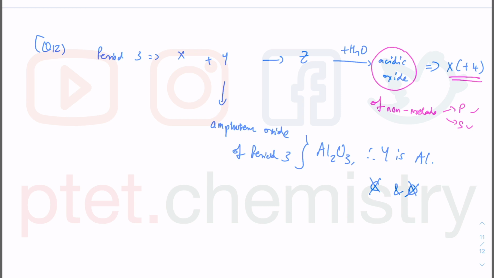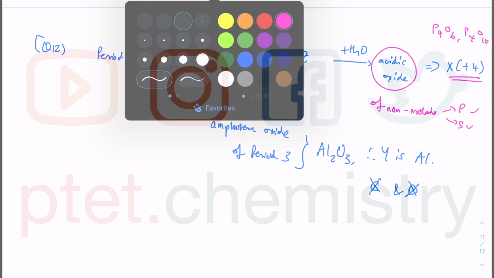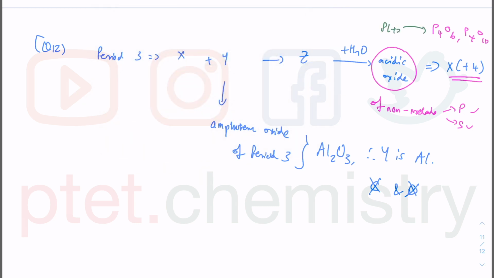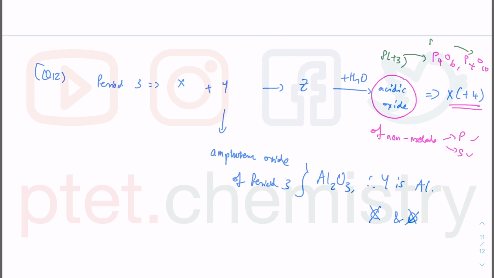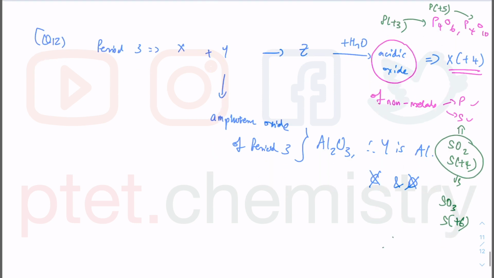Then you think about P4O6, P4O10. P4O6 is going to be phosphorus +3. P4O10 is going to be phosphorus +5. So that can't be the case at all, which means it must be sulfur, where you have SO2, there's sulfur +4, versus SO3, there's sulfur +6. Which means we are looking at that +4 oxidation state as the next bit of important information. So therefore X is sulfur.